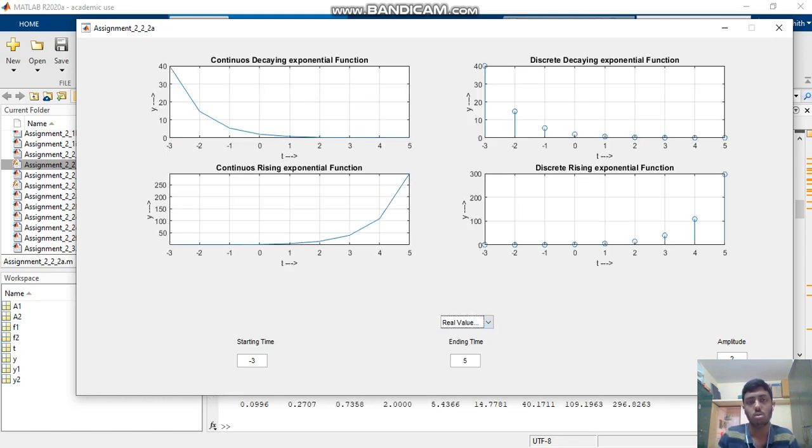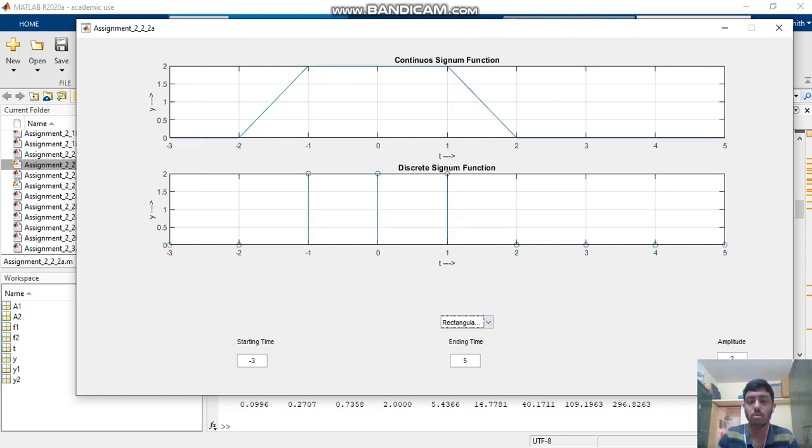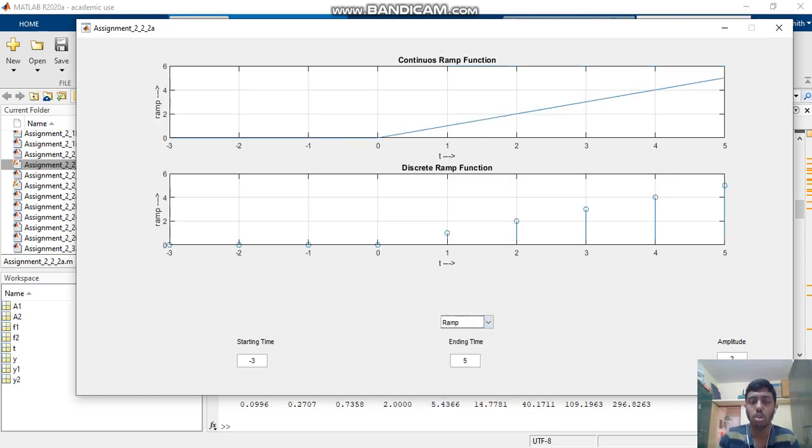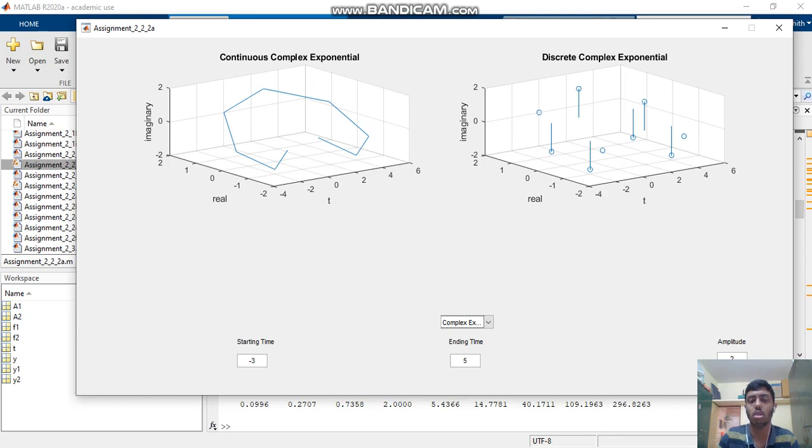Rectangular, you'll get the exponential function, real valued exponential. Rectangular pulse, you'll get a rectangular pulse function. Signum function, you'll get the signum function. Here less than 0 it is -1 and 1. Now ramp, you'll get the ramp function, less than 0 it is 0 and then a constant increase with a slope. Causal, less than 0 it is 0, greater than 0 the exponential function. And coming to complex, see, the 3D contains the complex exponential graph.